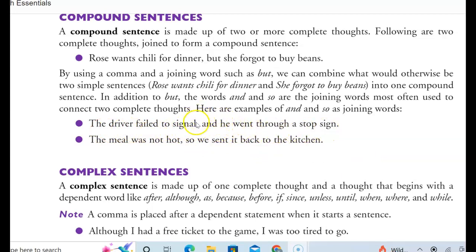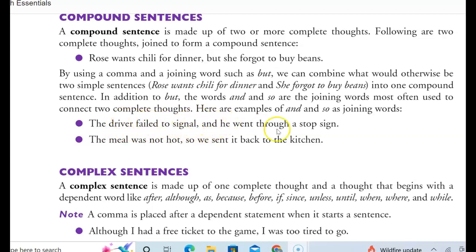So what I'm saying to you is, this is a compound sentence because compound usually means two or more. So we have two simple sentences being joined together, or two independent clauses because they can stand alone. Let's take a look. The driver failed to signal. Driver is the subject, failed is the verb. If I put a period here, could it be its own sentence? Yes, because it would make sense. Subject, verb, and it makes sense.